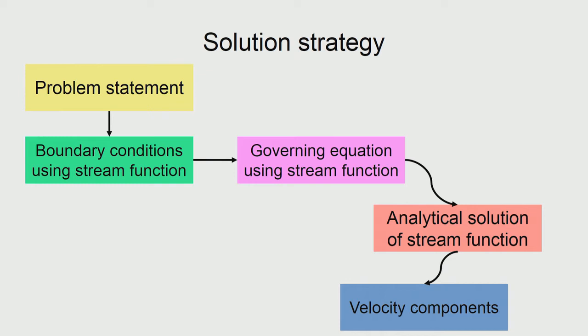So, we are actually going to start off with a problem statement as we normally do in most of the transport phenomena problems, and then we will be writing the boundary conditions, but here we make a deviation from the other problems we have done in previous sessions. We will be writing the boundary conditions using the stream function. This is because the solution will be accessible if we use the stream function for this particular problem.